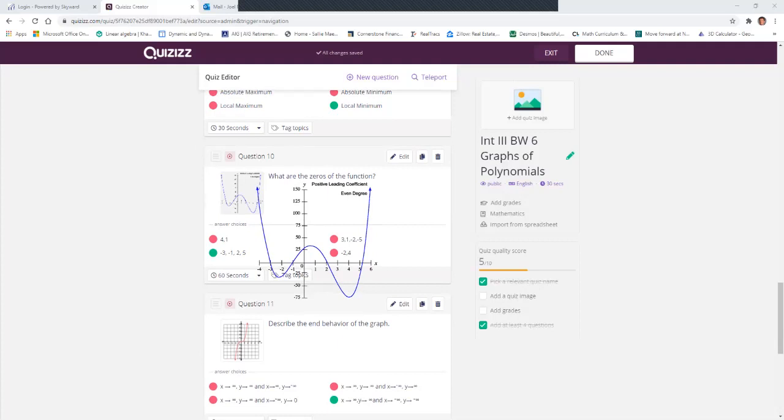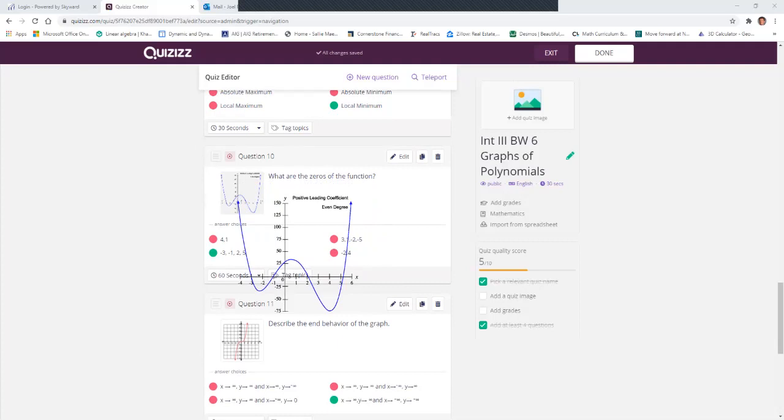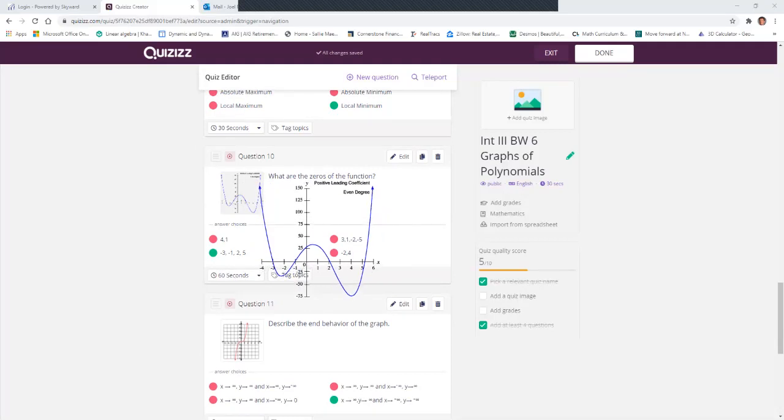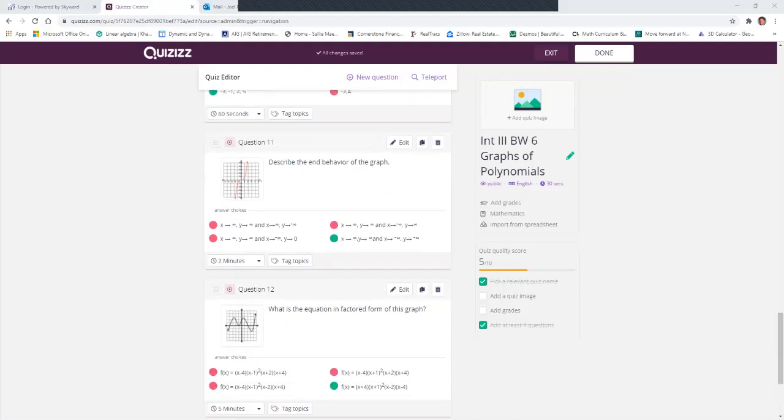Number 10 wants to know where are the zeros of the function? Well, the zeros occur wherever the graph crosses the x-axis. So it appears to be crossing at, I wish this were not transparent, but anyway, it crosses the x-axis at -3, when x is -1, when x is 2, and when x is a little bigger than 5. This is actually not a great graph, but anyway, the best answer choices are -3, -1, 2, and 5.